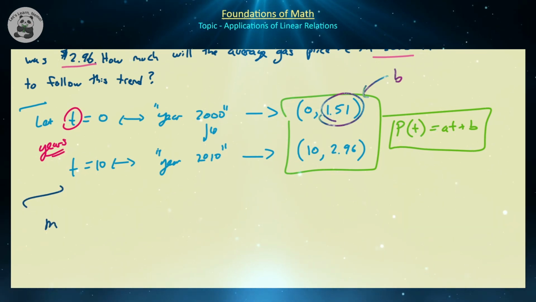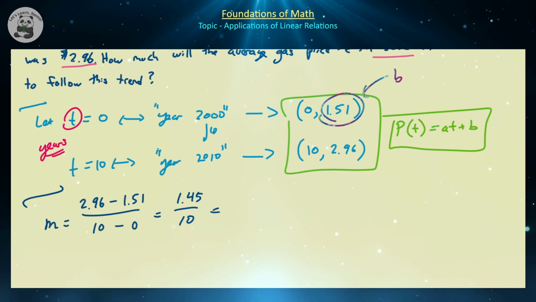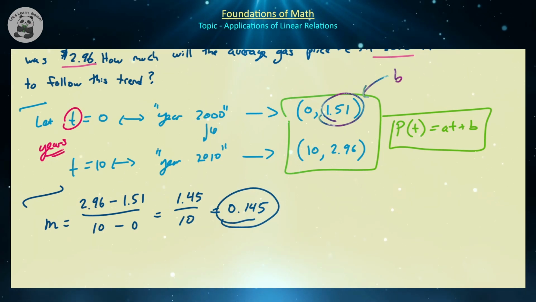So the slope of the line that passes through these 2 points is going to be equal to what? It's going to be equal to y2 minus y1 all over x2 minus x1, which is going to be equal to 1.45 divided by 10, which is going to be equal to 0.145. If you want to think about what this 0.145 means, it just means that on average gas is increasing at about 15 cents per year.